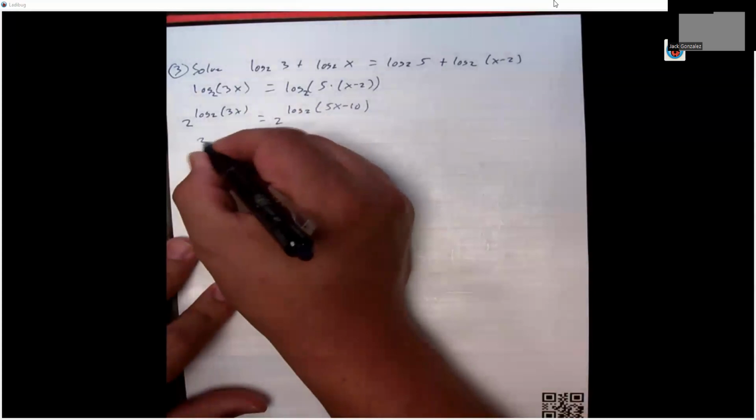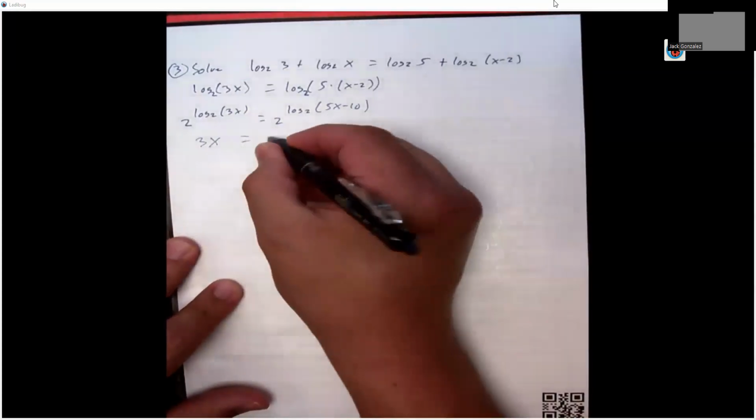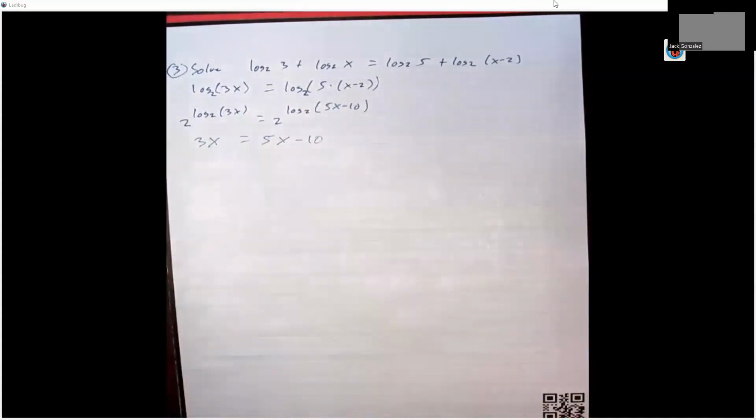Okay, so then these cancel. And these cancel. So I'm going to end up right here. Solve for x. What cancels the 2? The 2 and the logs are inverses, so they end up undoing each other. That's a property of logs.